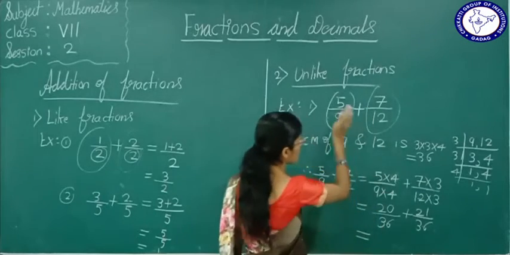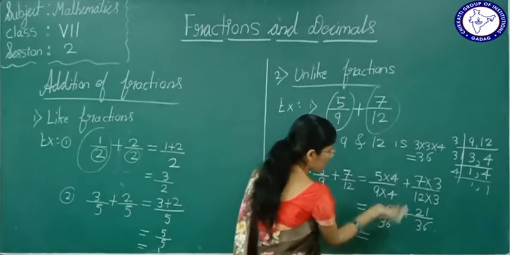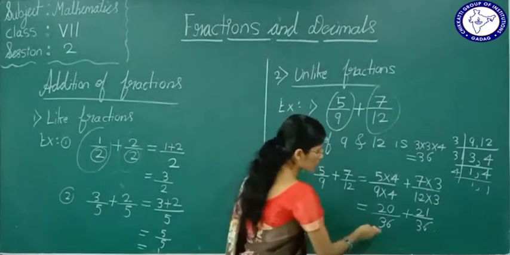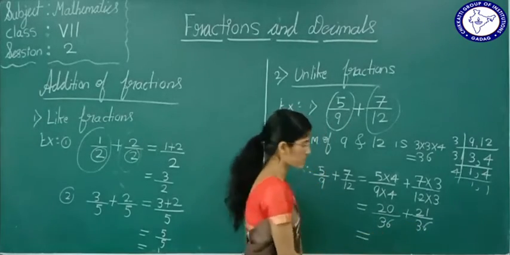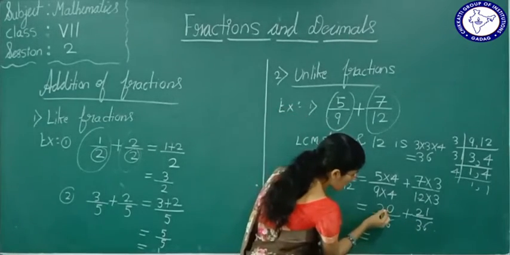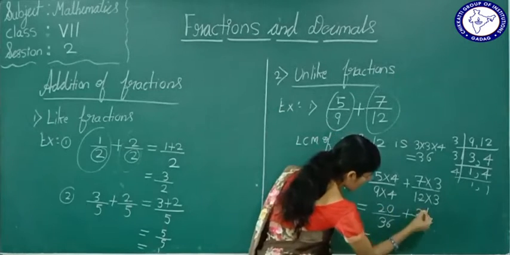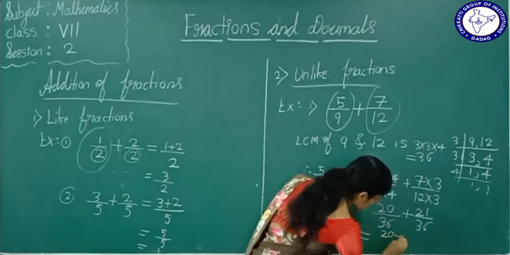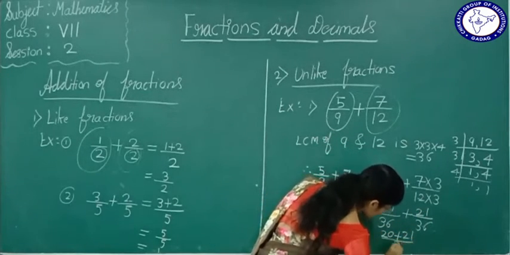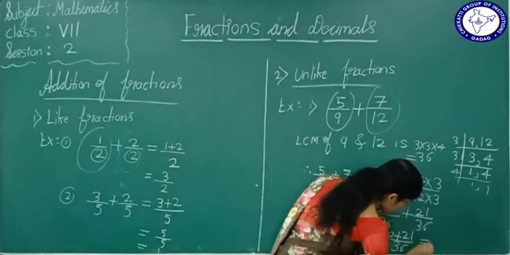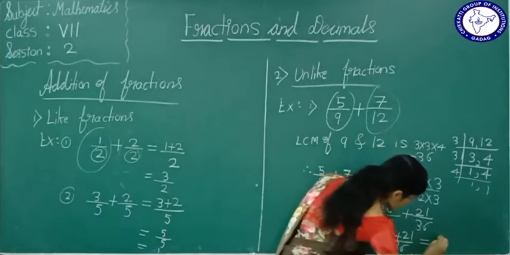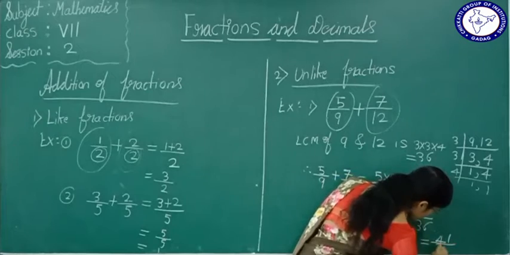Now we have converted the unlike fractions into like fractions. Now add them. How do we add like fractions? We add the numerators, keeping the denominator the same. What is 20 plus 21? 41 by 36.